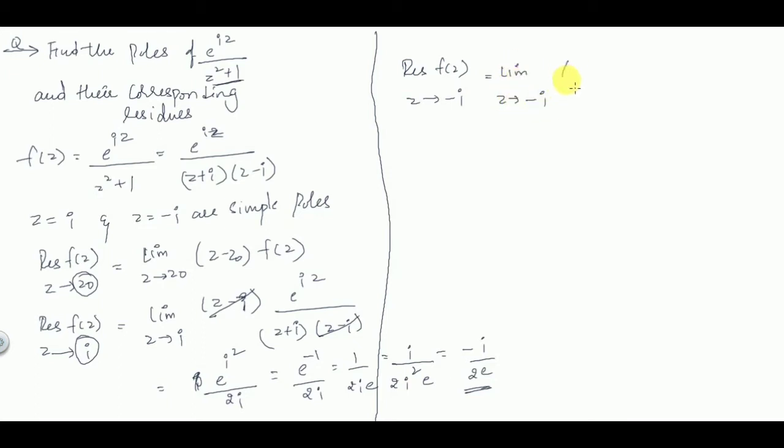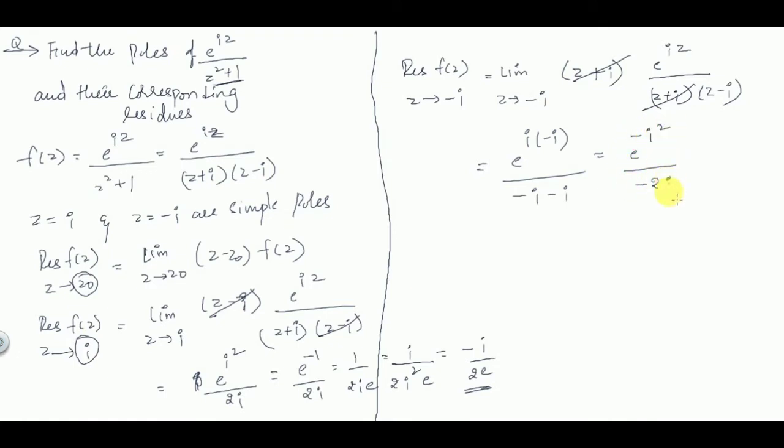Similarly, residue of f of z at z is equal to minus i is limit as z tends to minus i, z minus of minus i, that is z plus i, into f of z, e power iz by z plus i into z minus i. So this and this will get cancelled. So just substitute minus i: e power i into minus i divided by minus i minus i. So e power minus i square divided by minus 2i. So e power minus of minus 1 divided by minus 2i. So it will be e.